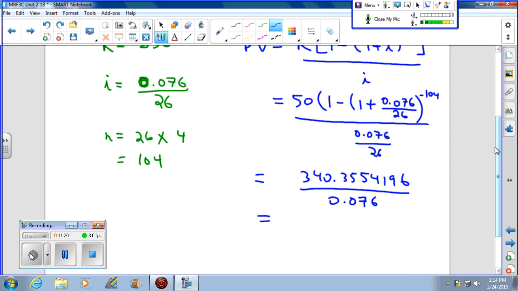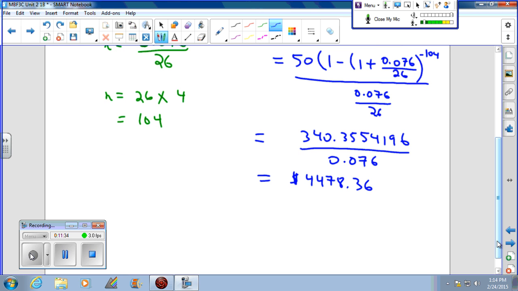Of course, I'm not actually going to re-enter those. I have them in my calculator, and I'm just going to divide that whole thing by 0.076. So I have 4,478.36, which looks reasonable to me. So that's how much she could spend, maximum, on a stereo.